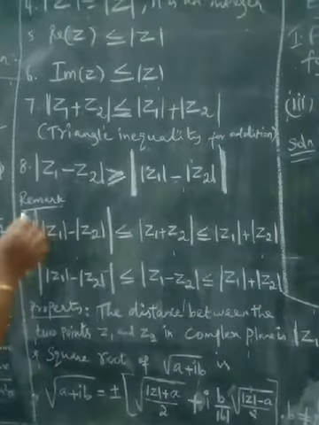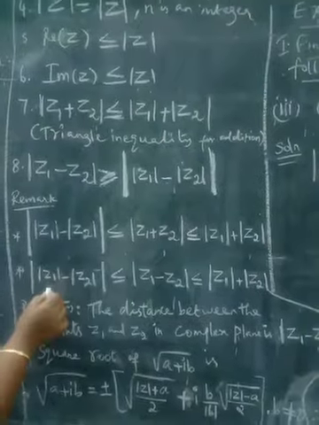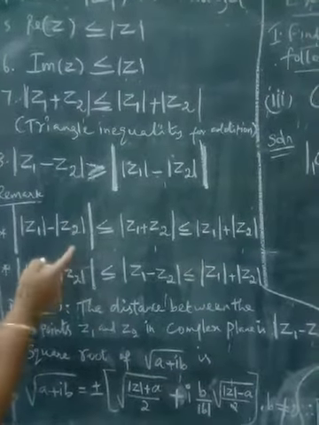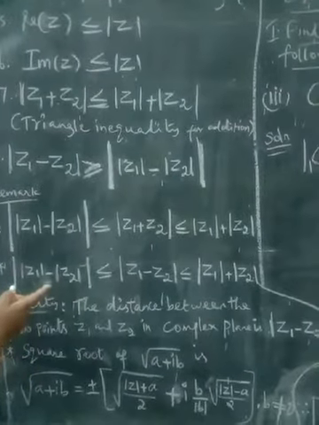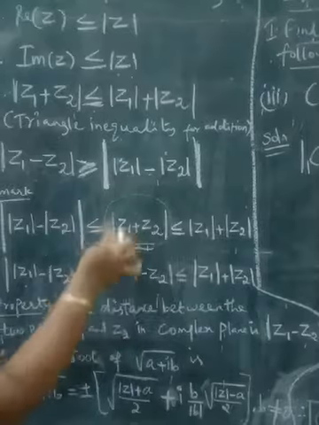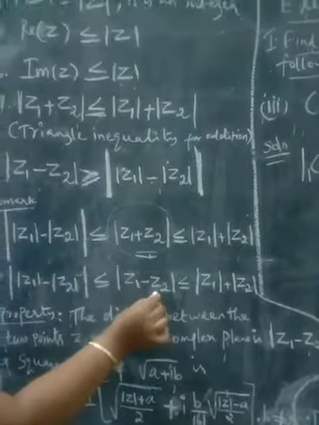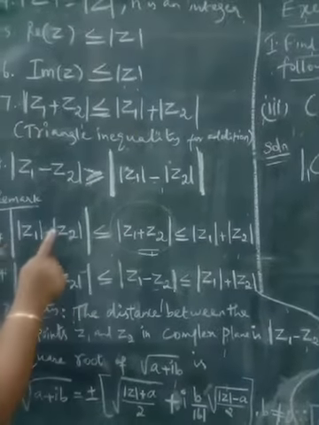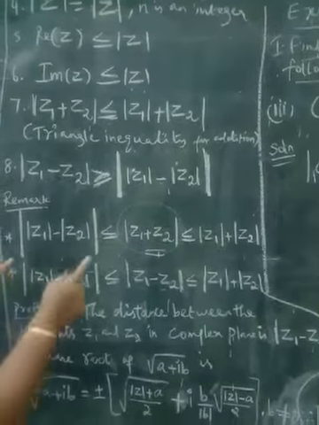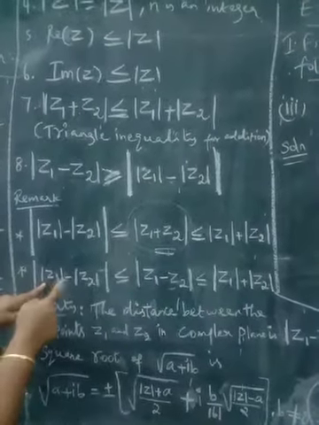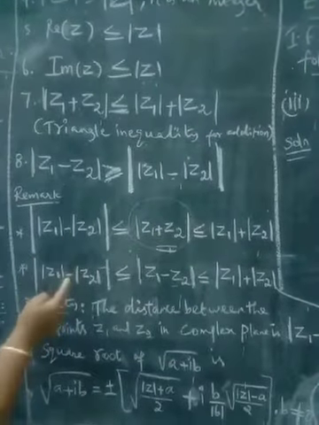Okay, next remark. These two formulas you should know because we are going to use this concept in exercise problems. Here the sum of the complex numbers and its modulus, here the difference of the complex numbers and its modulus. Always the sum lies between, see here nothing changes: mod z1, mod z2 here, and here also mod z1, mod z2, in between minus.